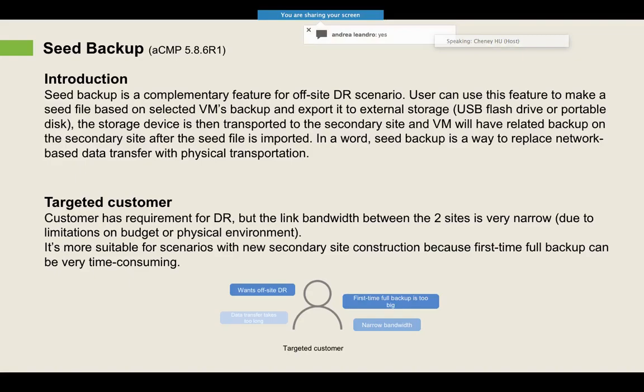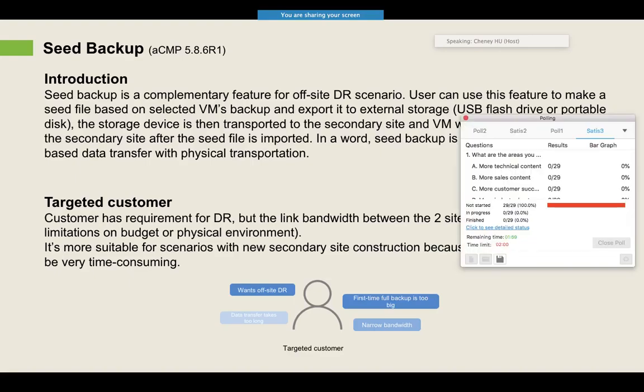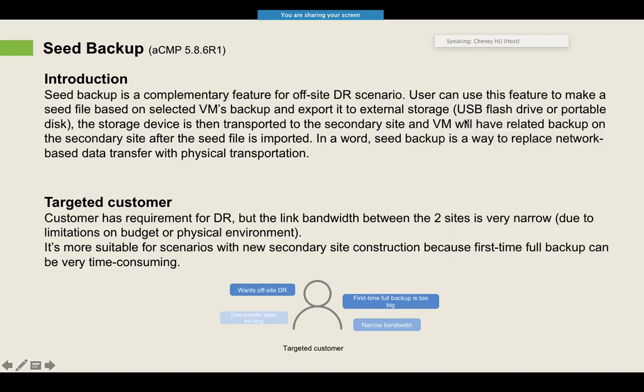Let's continue, okay? Like I said, the seed backup feature is used for data transmission for the first backup in a DR scenario, and it is particularly useful for customers who have very narrow bandwidth between their primary side and the DR side, or customers who have a very big data set for their first full backup. Okay, and with this, there's no requirement for very high bandwidth between primary and secondary side.